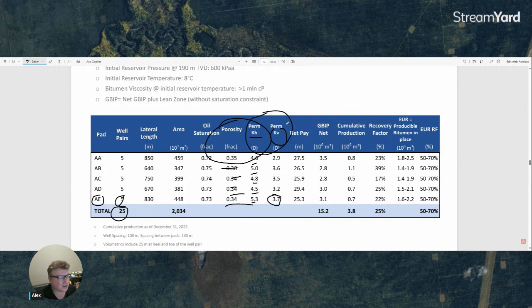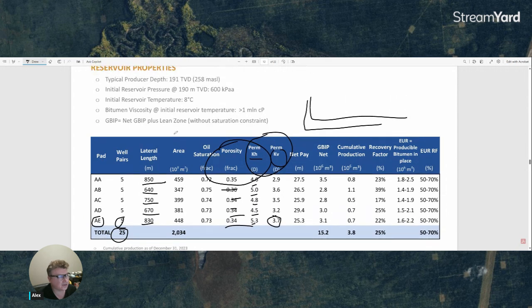What is the lateral length of those wells, injector and producer? They will say 850 meters, 640, 750, 670, 830. Then the operational area. Let's see some of the definitions here. So this will be 459,000 square meters, and 347,000 square meters of area.